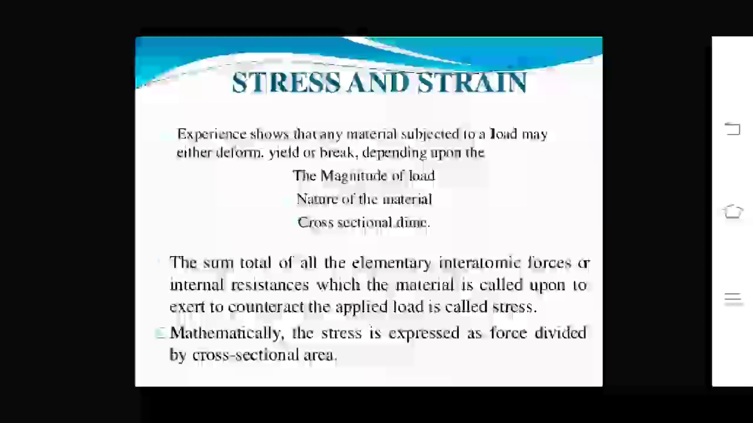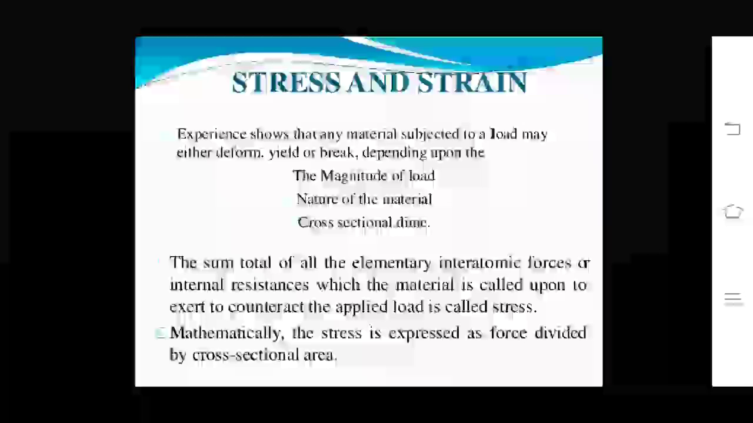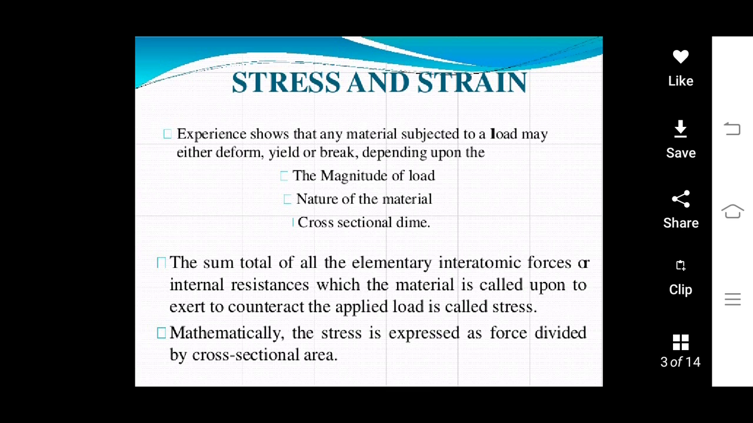Stress and strain. The behavior of metal under loading always creates stress and strain in it. Therefore, the study of stresses and strains produced in metal after loading is most important. Experience shows that any material subjected to a load may either deform, yield, or break depending upon the magnitude of load, nature of the material, and cross sectional dimensions.